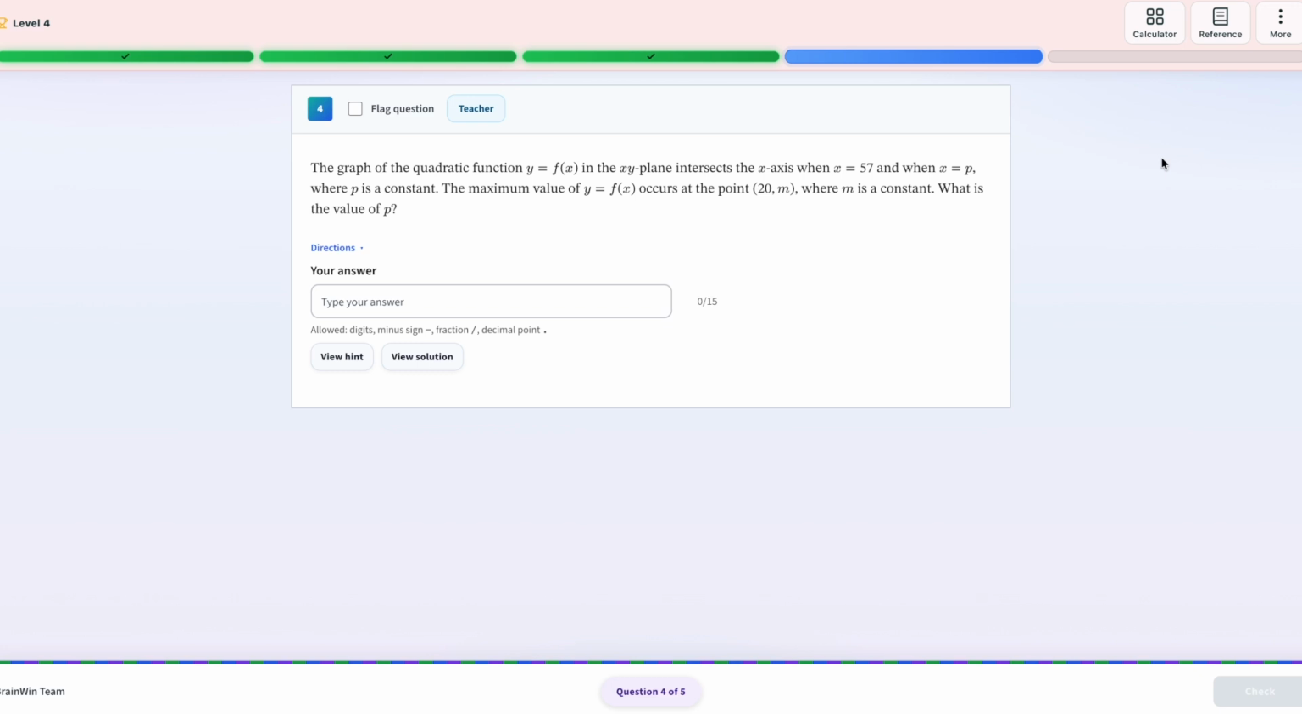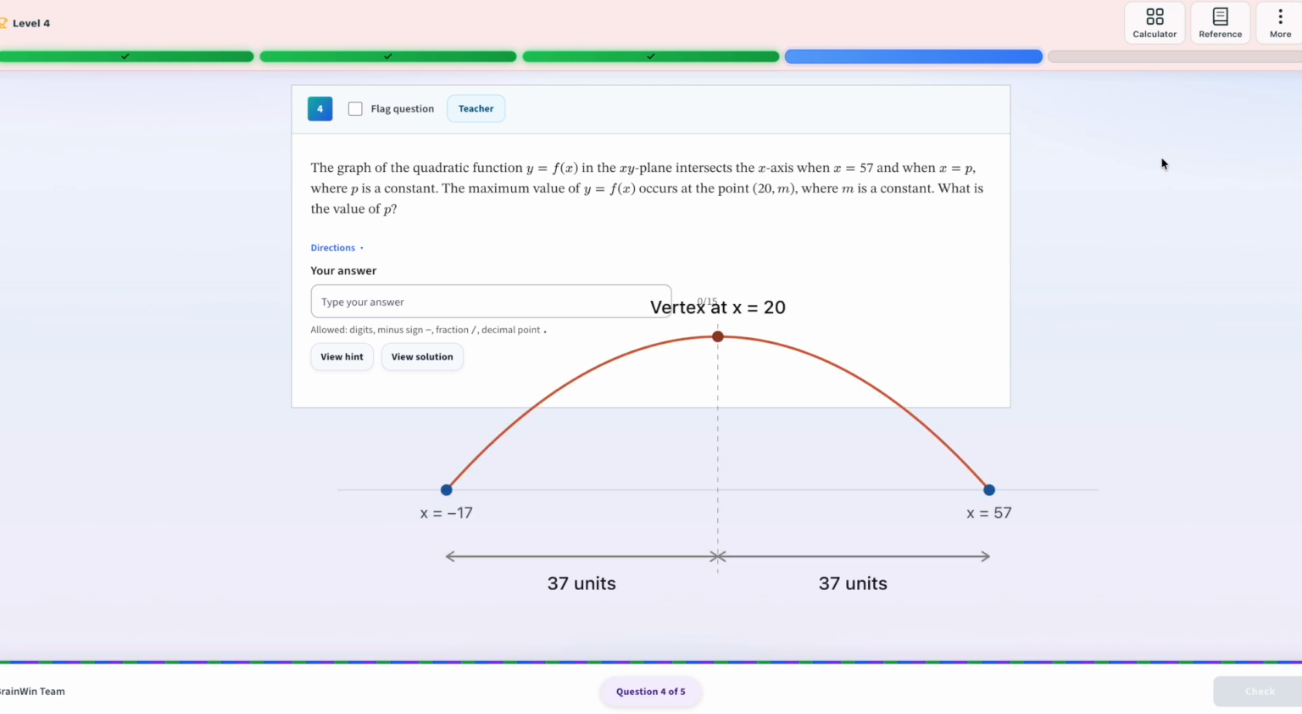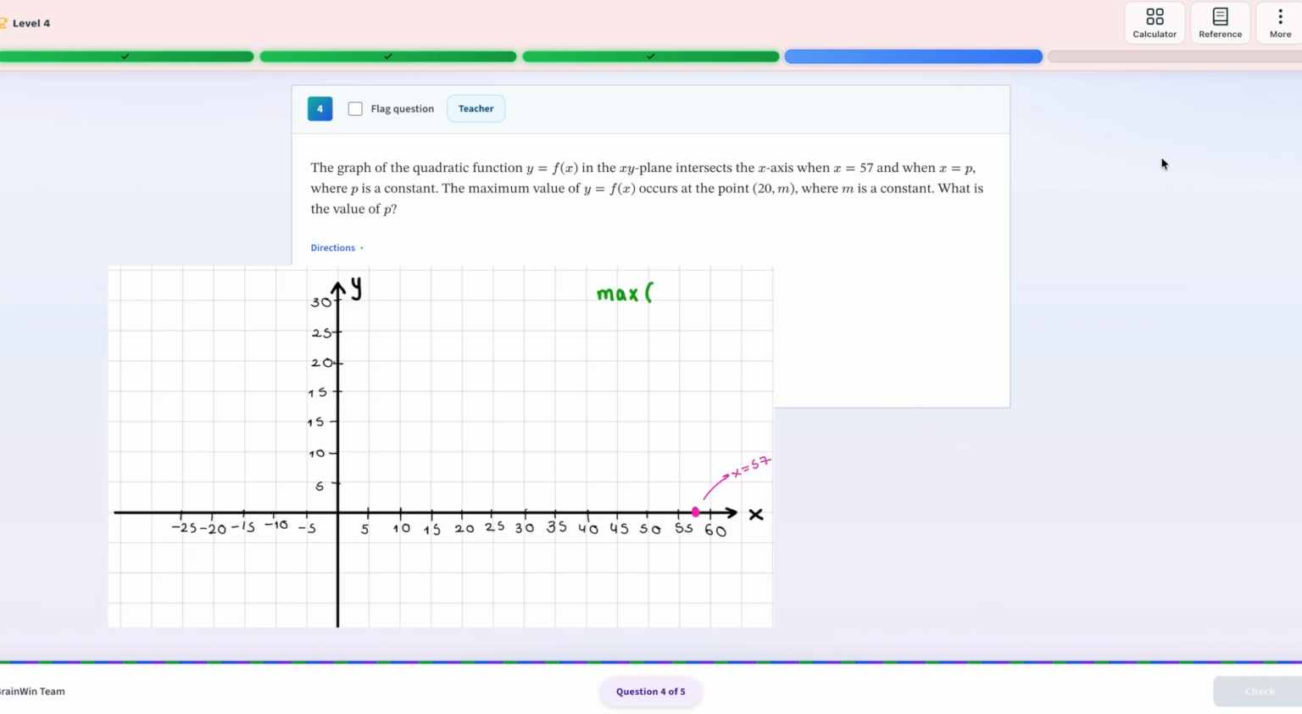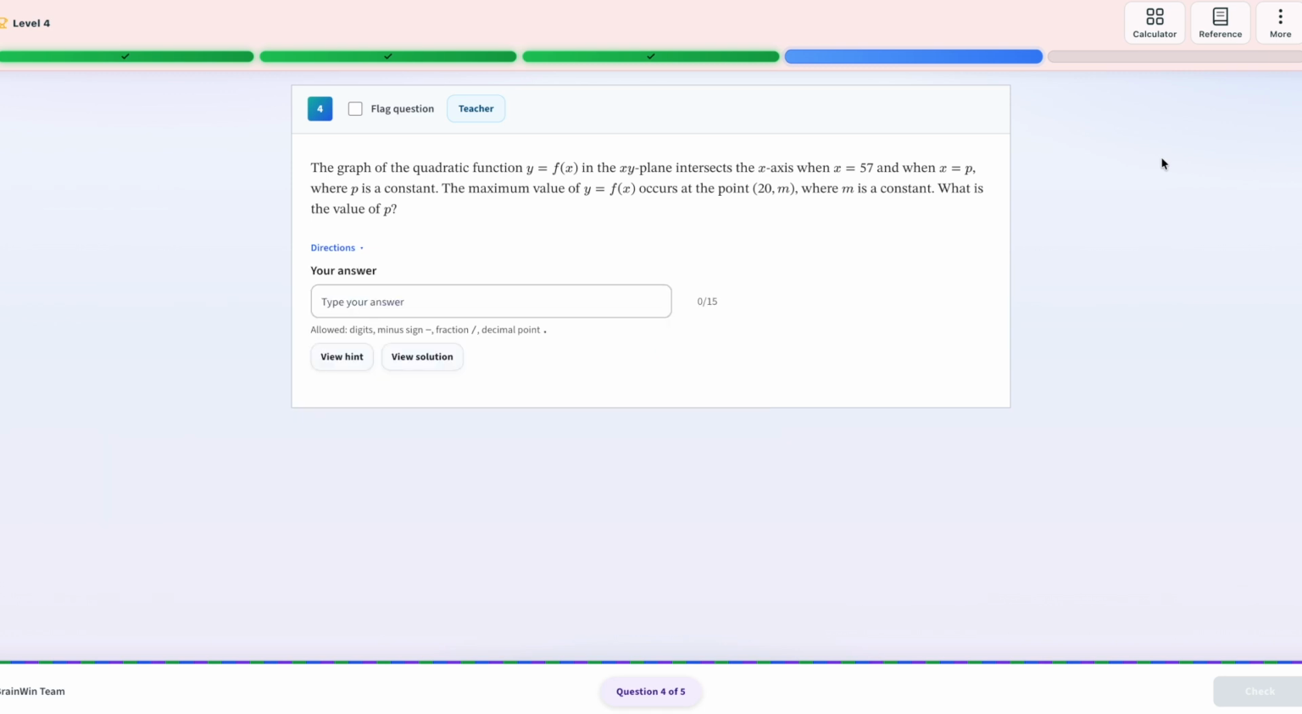Here's the fast way. A parabola is always symmetric about its vertex, so the two roots are always the same distance from the axis of symmetry, which is x equals 20. From 20 to 57, we have 37, so the other root has to be 37 units on the other side, 20 minus 37, which is negative 17. So that's going to be our answer for p, negative 17.